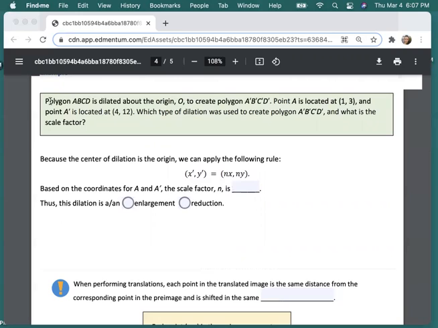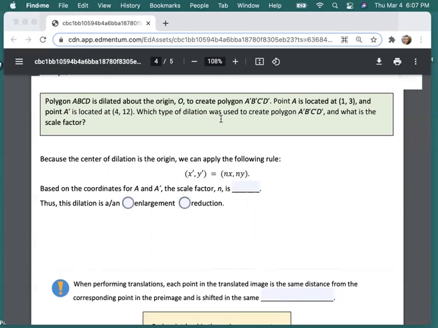Okay, so here's an example. Polygon ABCD is dilated about the origin to create the new polygon ABCD. Point A is located at 1, 3, and the new point A is at 4, 12. So what kind of dilation was used to create the polygon, and what is the scale factor?